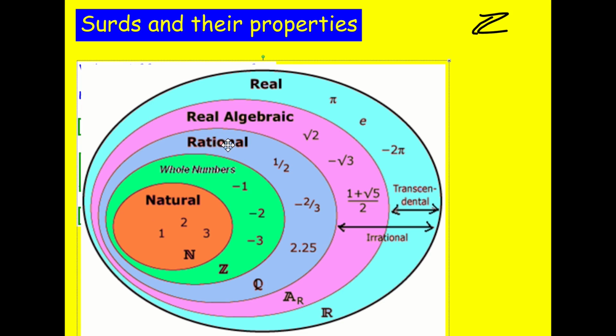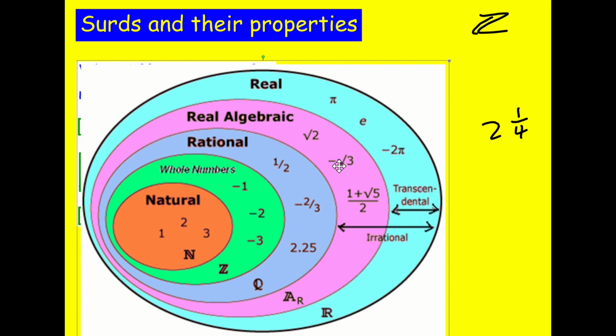Rational numbers can be written as a fraction. So things like a half, minus 2/3, 2.25 can as well, because you could write 2 1/4, which you could then write as 9/4. Note that minus 1 is a rational number because you could write it as minus 1/1 and so on. You then get irrational numbers, and we can categorize these in a few different ways.